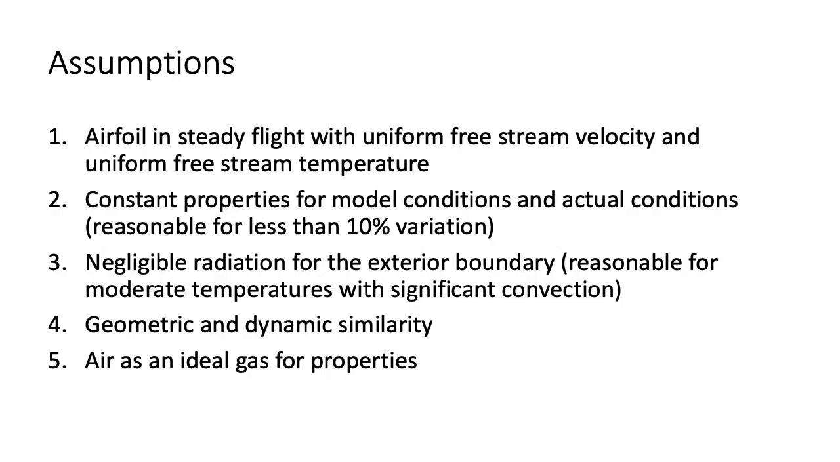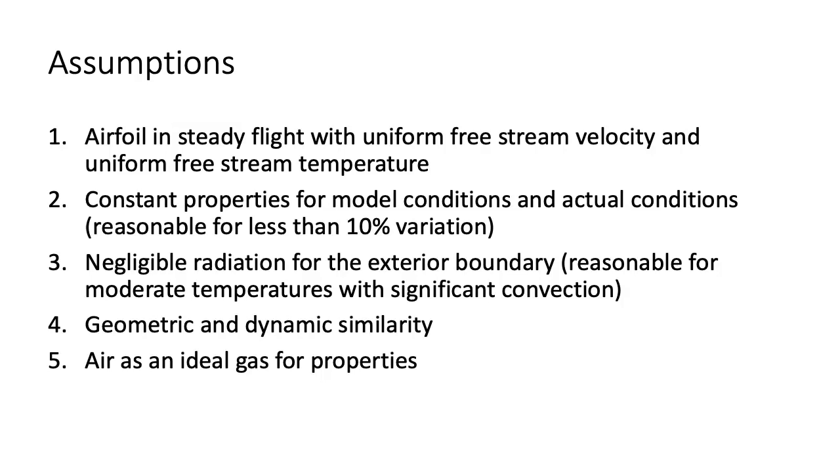Our first assumption for this problem is that the airfoil is in steady flight with uniform free stream velocity and uniform free stream temperature. This is reasonable if our airfoil is moving at a constant velocity through quiescent or still air. Our second assumption is constant properties for each of our two cases, which is reasonable as long as the properties have less than a 10% variation over the range of conditions. Our third assumption is that there is negligible radiation for the exterior boundary. This is a reasonable assumption for moderate temperatures combined with significant convection at the exterior boundary.